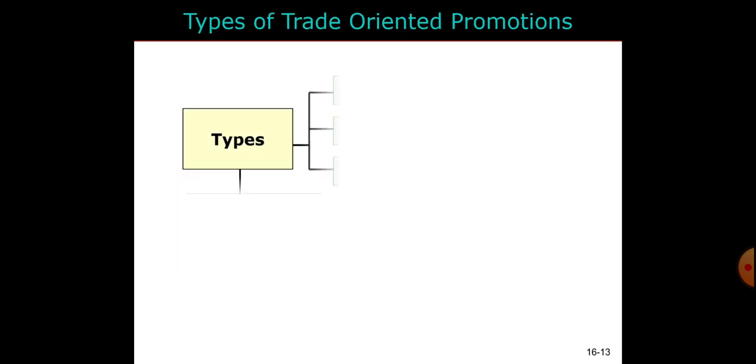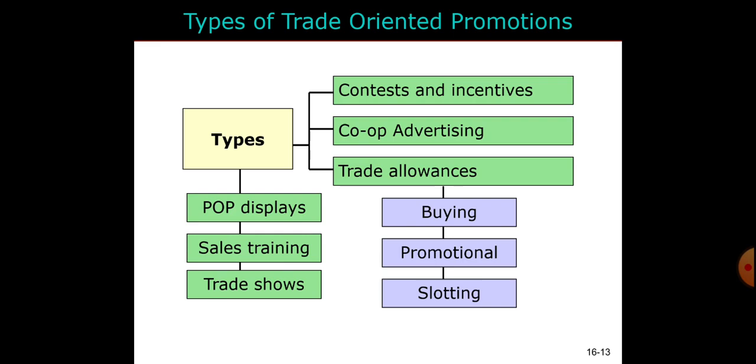So what are the types of B2B oriented promotions, or trade oriented promotion types? There are basically many types here. The first one is the POP display, point of purchase display. At the point when the purchase is happening, that is where the promotions are displayed. Salespeople are trained by the company. That is an incentive, sales training. Trade shows, again sponsored by the companies, are another form of trade-oriented promotion.